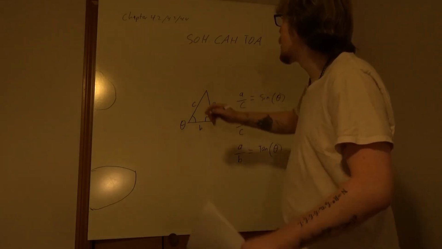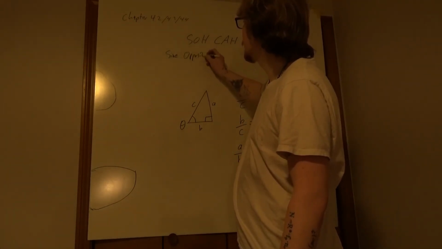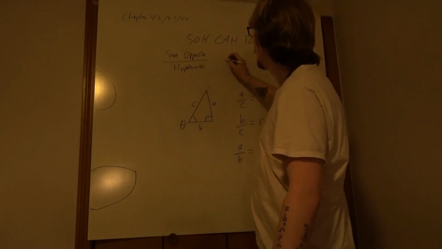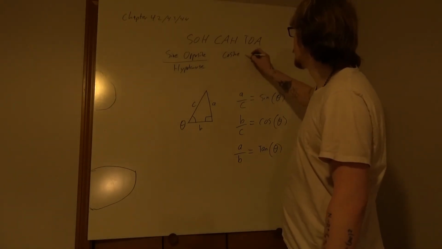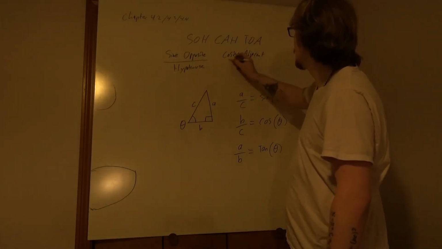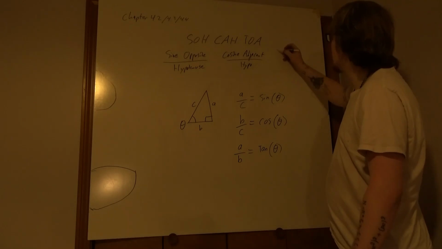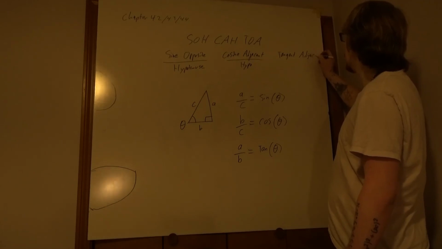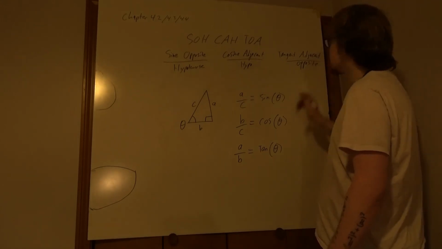But this is an acronym for sine is opposite over hypotenuse. This one is an acronym for cosine is adjacent, not a G, adjacent over, I'll just abbreviate hypo, and this one is tangent is adjacent over opposite. And so what does this mean?